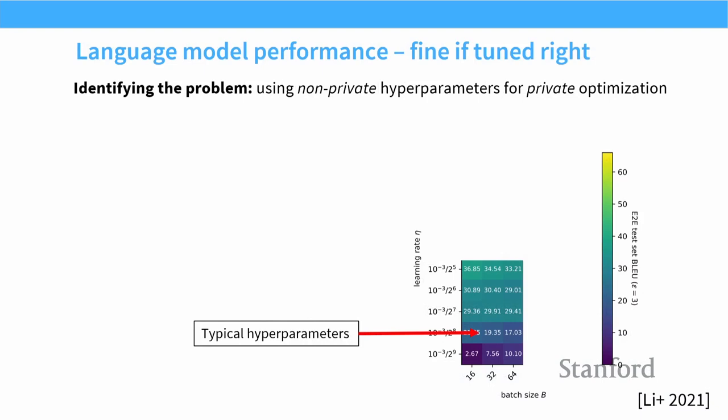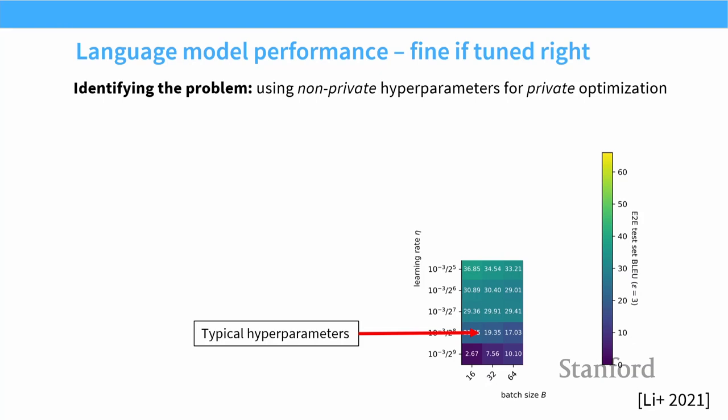So once we started thinking about it this way, we realized that maybe language models actually are useful. So what explains previous failures in using differential privacy in language generation systems? It turns out it was something very silly. It was hyperparameters. If you use typical hyperparameters that you use for non-private training, you get catastrophically bad performance.